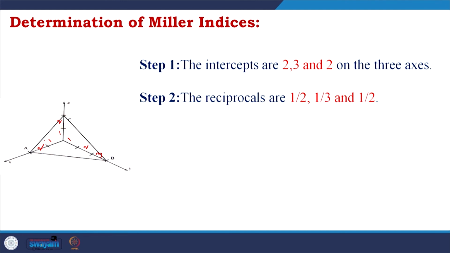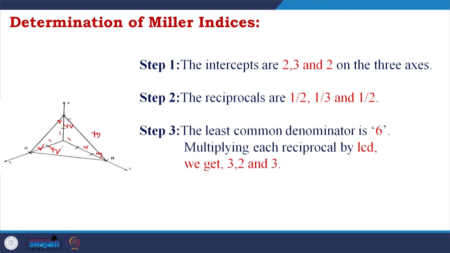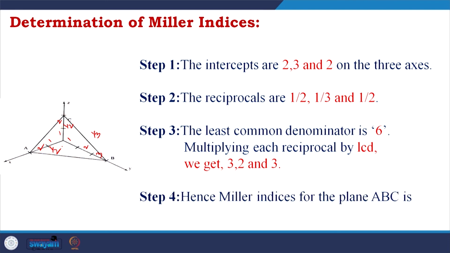The reciprocals are then 1 by 2, 1 by 3 and 1 by 2. The least common denominator is 6. Multiplying each reciprocal by the LCD, the least common denominator, we get 3, 2 and 3. Hence, the Miller indices of the plane is 3 2 3.